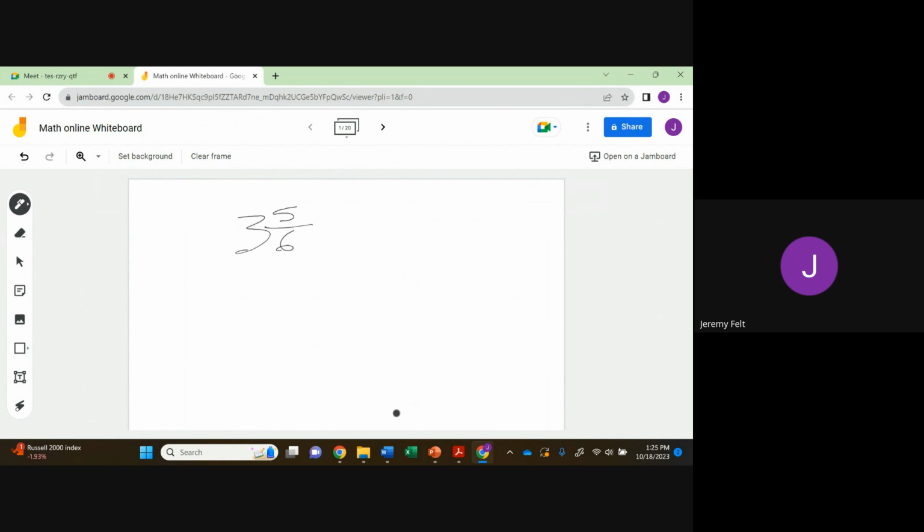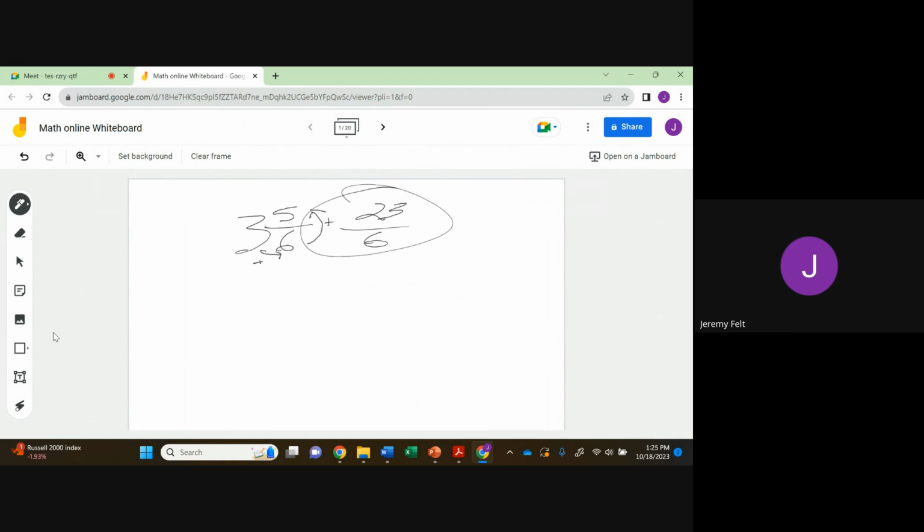Okay, so if we're going here, we have our whole number. What we do is we multiply that by the denominator, and then whatever that comes out to be, we add that to the numerator, and then it just remains over whatever our denominator is. So what do we mean by that? Well, 3 times 6 is 18. 18 plus 5 is 23, and it's still over 6. So I get 23 over 6.